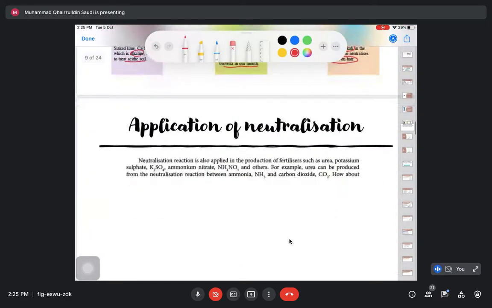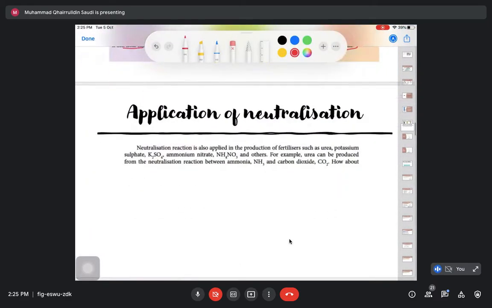Another application of neutralization: the neutralization reaction also applies in the production of fertilizer. Fertilizer is usually a salt such as urea, potassium sulfate, ammonium nitrate and others. Potassium sulfate is a salt, ammonium nitrate is also a salt. For example, urea can be produced from the neutralization reaction between ammonia and carbon dioxide.